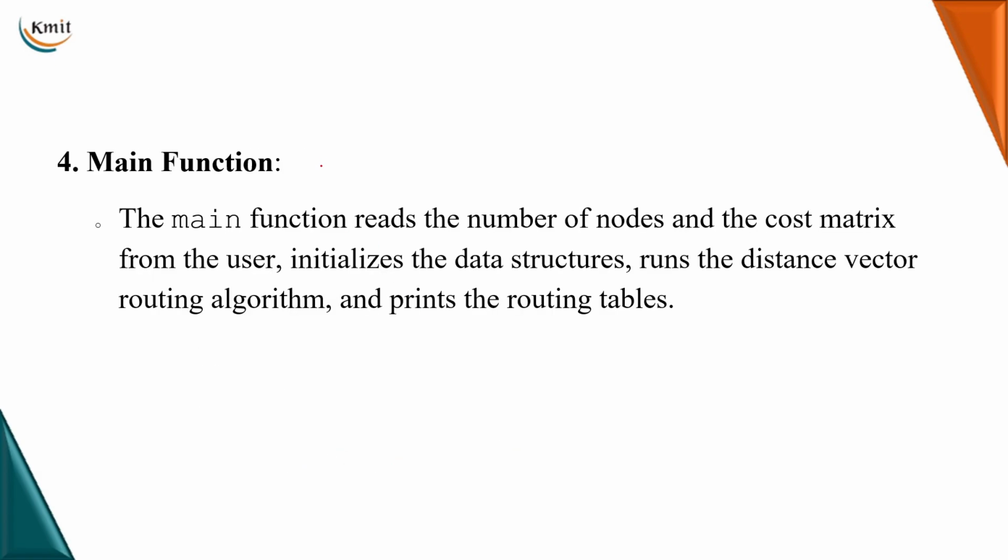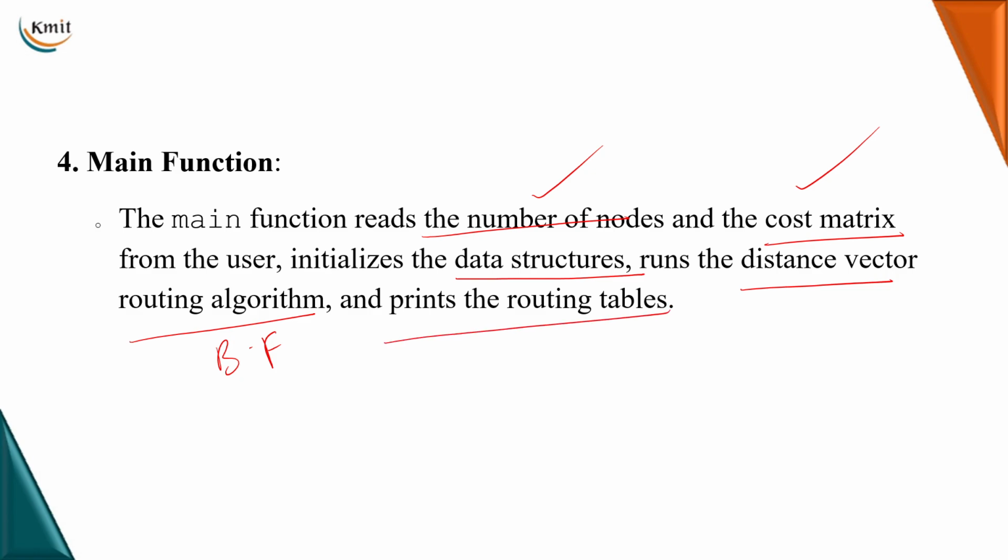And we'll have a main function where the main function has to initially read the number of nodes, how many nodes are there in the network, and what is the distance between each node, that is given by the cost matrix. So you should take the input of number of nodes and cost matrix from the user, and later in the program you have to initialize the data structure, where you will initialize the adjacency matrix. You will run the distance vector routing algorithm, that is Bellman-Ford algorithm, and then you will print the routing tables.